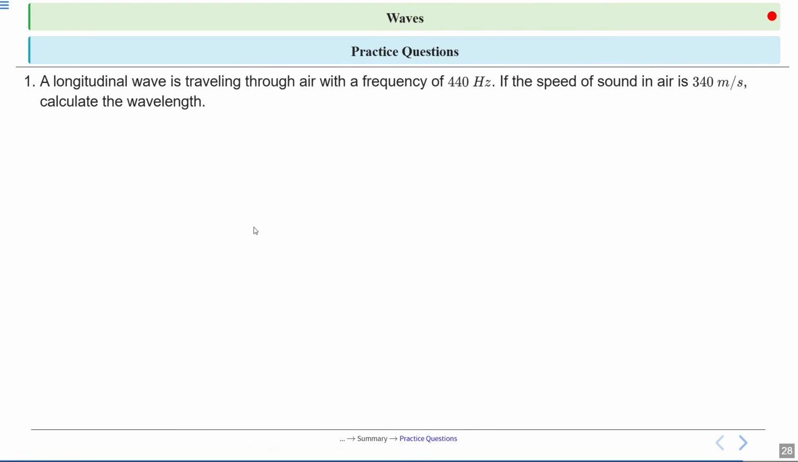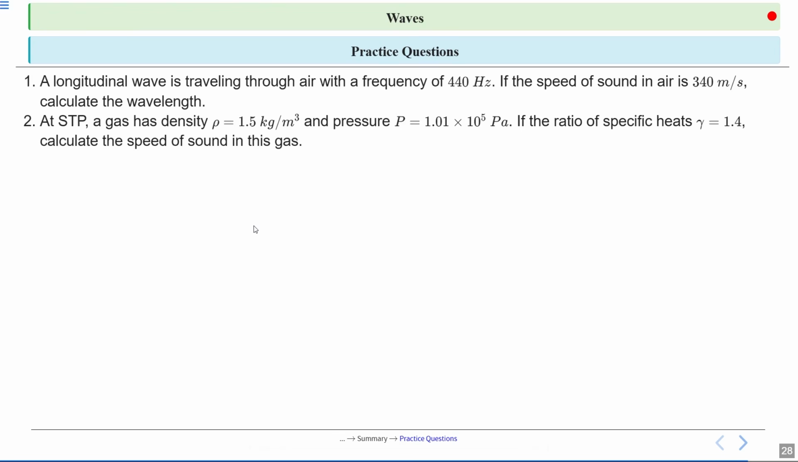Now we have some practice questions. First, a longitudinal wave is traveling through air with a frequency of 440 Hz. If the speed of sound in air is 340 meters per second, calculate the wavelength. Second, at STP, a gas has density rho equal to 1.5 kg per meter cubed and pressure P equal to 1.01 times 10 raised to the power 5 Pascal. If the ratio of specific heats gamma is equal to 1.4, calculate the speed of sound in this gas.